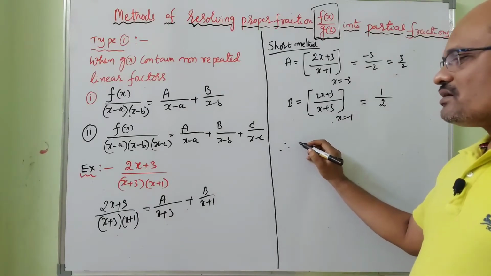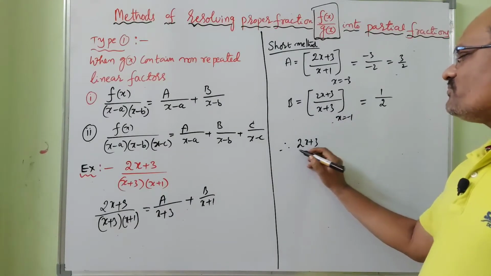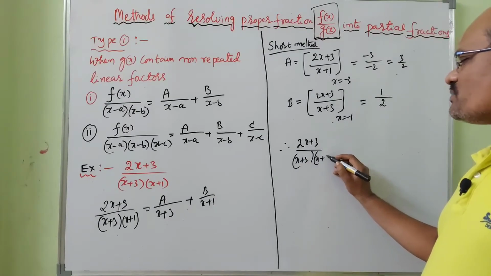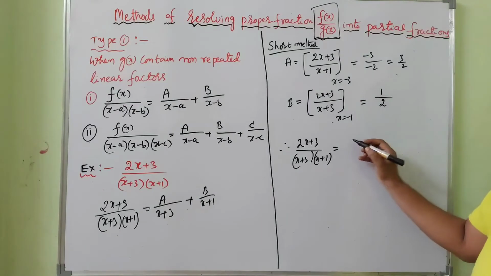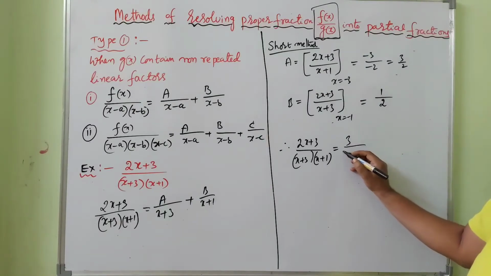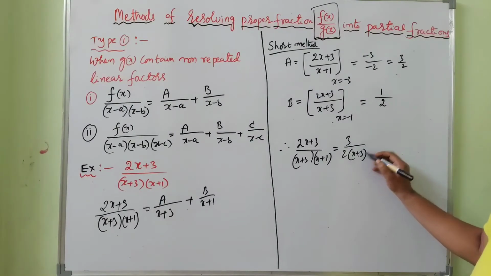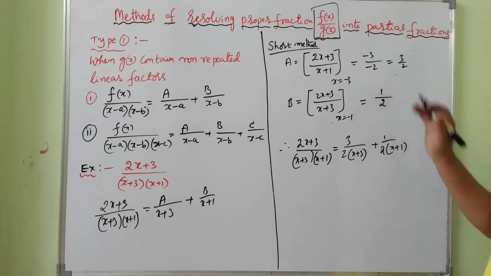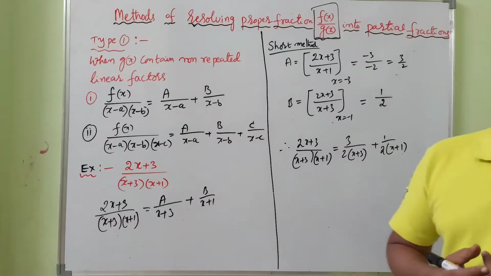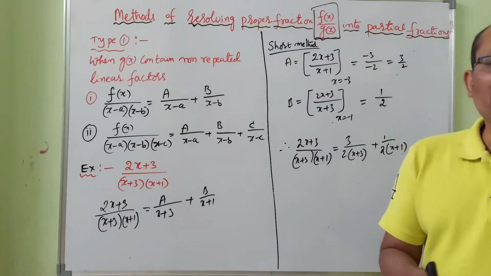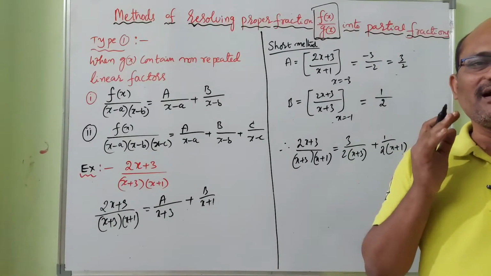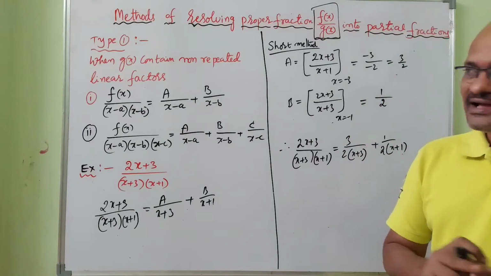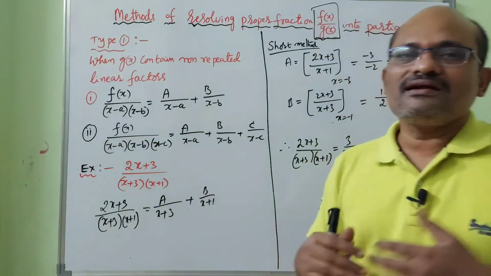Therefore, the partial fractions of 2x plus 3 by x plus 3 into x plus 1 is equal to, a is 3 by 2, so 3 by 2 into x plus 3, plus 1 by 2 into x plus 1. This is the shorter method to get partial fractions for first degree non-repeating linear factors. This works only for first degree non-repeating linear factors.